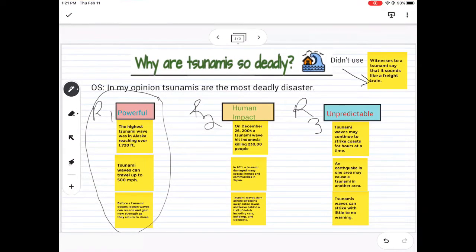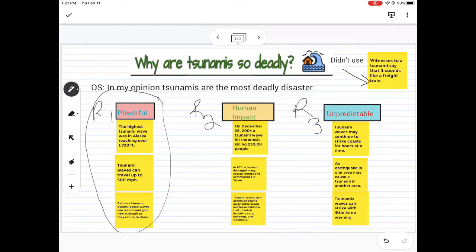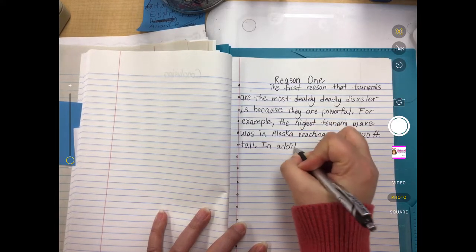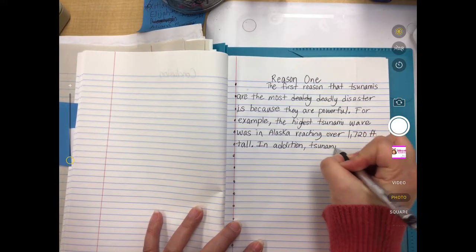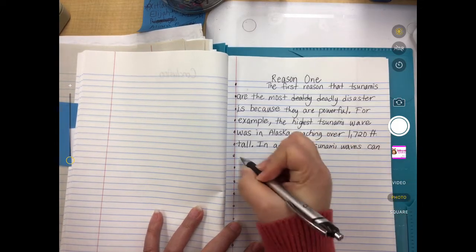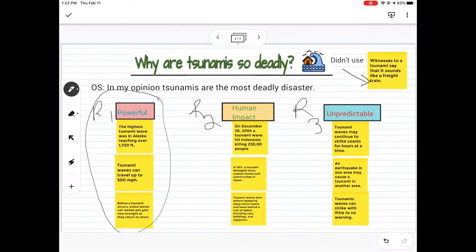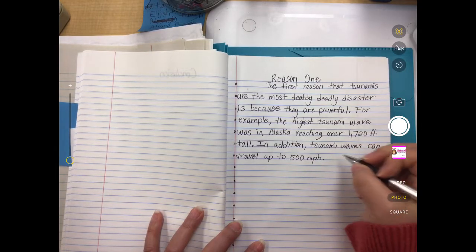All right, now that I have that first piece of evidence written down, I'm going to gather my second piece of evidence also. So my second piece of evidence says, looking back at my facts, that tsunami waves can travel up to 500 miles per hour. So as you look at my draft pad now, you'll see that I have both pieces of evidence. First I wrote, for example, the highest tsunami wave was in Alaska, reaching up to 1,720 feet tall. And now I'm adding another piece of evidence. A second fact under that category was, in addition, tsunami waves can travel, so how fast can they go? Up to, let's see, it said 500 miles per hour. I'm checking my fact to make sure that I'm writing that down correctly. I don't want to just make that up out of my head. I want to look back at my notes.